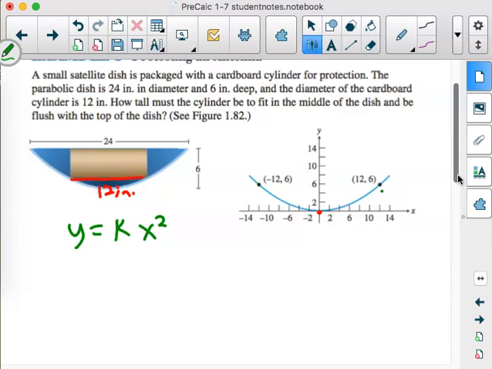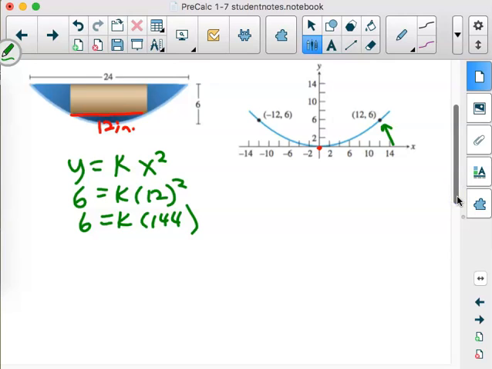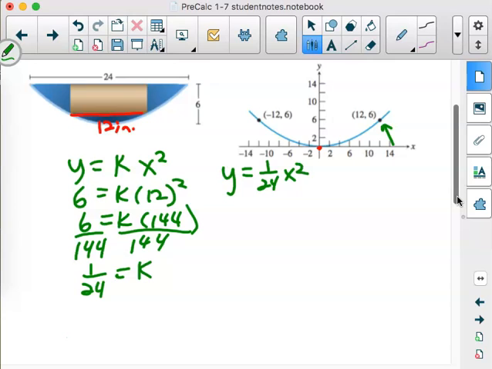And I have a couple of choices here. I have negative 12, 6 and positive 12, 6. And I'm going to stick with the positive there. Working with less negatives is always better. And we'll substitute that in. We will follow the order of operations and get 144k, and then we'll divide both sides by 144. And we'll reduce that. 6 goes into 144 24 times. So now that means my model is y equals k, which is 1/24, x squared.